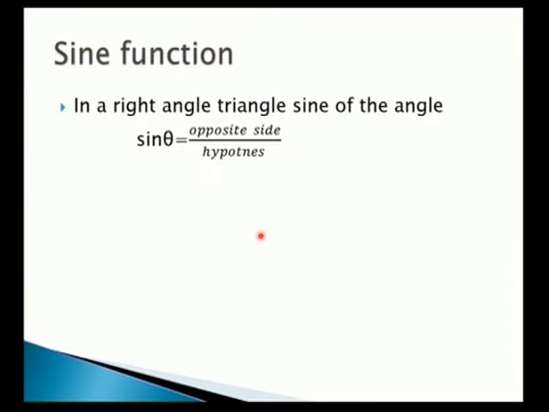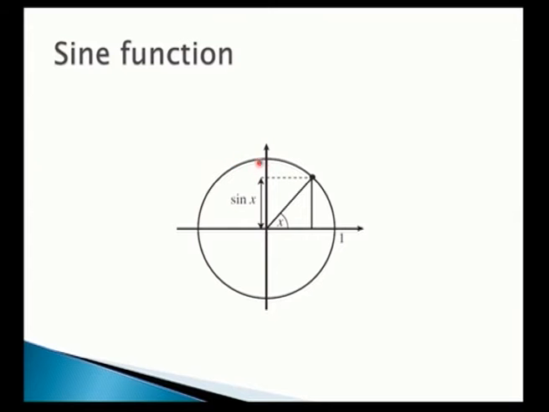Here a right angle triangle is obtained. In the earlier slide, we have seen that sin theta is equal to opposite side by hypotenuse. Here sine is defined as a function. Here x is the angle, then the opposite side is the line dropped from any point on the circumference of the circle to the x axis. So this side is the opposite side to the angle x.